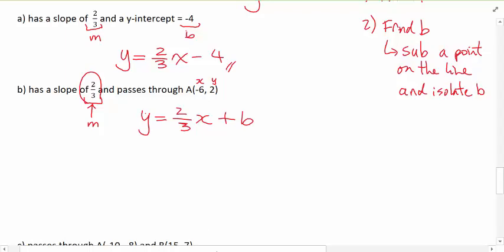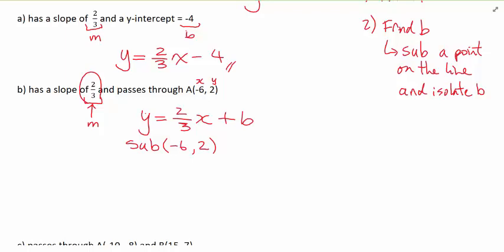So what I'm going to do here is, look, the question said it has a slope of this and passes through that point. So that means that this point has to be on this line. So if I plug it in, left side should equal the right side. Okay. So I'm going to sub in the point, which is negative 6 and 2. Is that okay? So what do I write now?